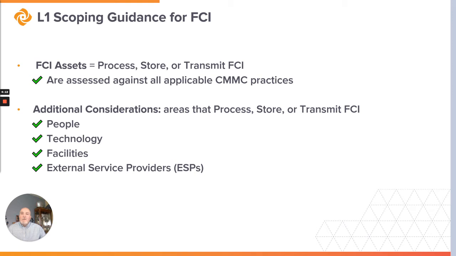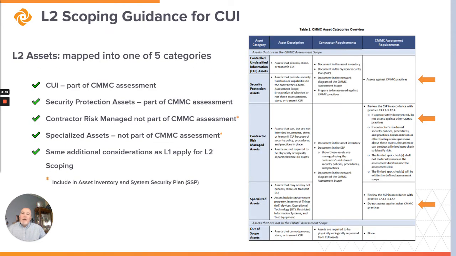Additionally, your organization should consider the following areas that could process, store, or transmit FCI, as they could very well be in scope. Your people that touch the data, that process the data, store the data, etc., technology, your facilities, and even your external service providers. Now, as you can imagine, the CMMC scoping guidance for Level 2 is a bit more complex and maps organizational assets into one of 5 categories as identified on the screen.